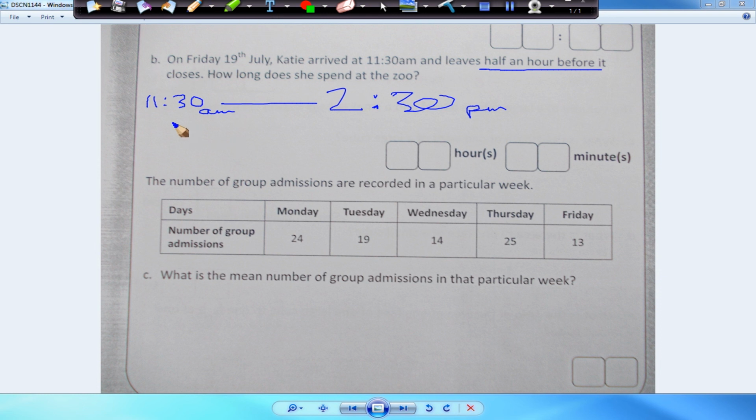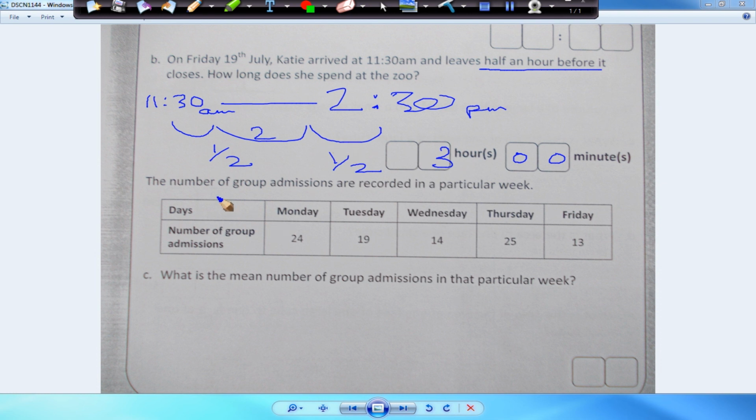Now we've got to go from 11:30 to 2:30. Okay, from 11:30 to 12 o'clock there is going to be half an hour. From 12 o'clock to 2 o'clock there's going to be 2 hours. From 2 o'clock to 2:30 is going to be half an hour. So altogether what we're going to have for the answer? 3 hours. And how many minutes? 0. Okay, well spotted there. Because I was flicking back and forth to the page, you didn't see that little note on the bottom.